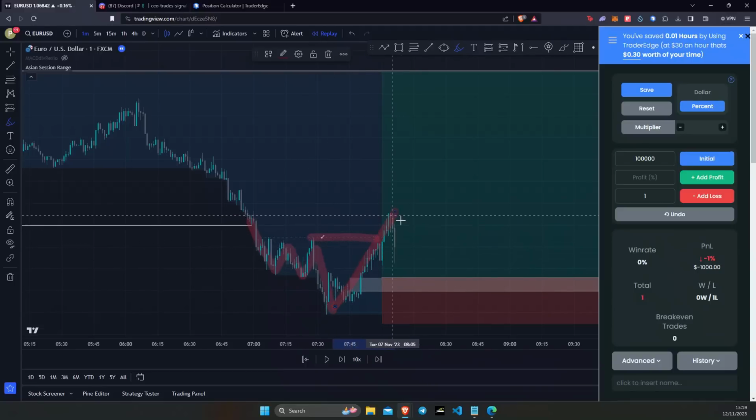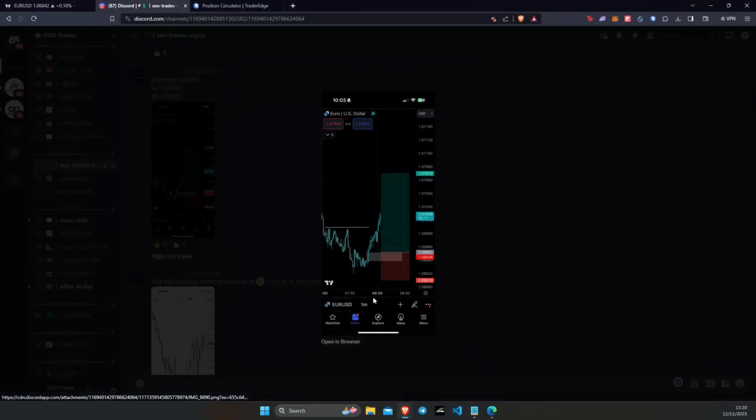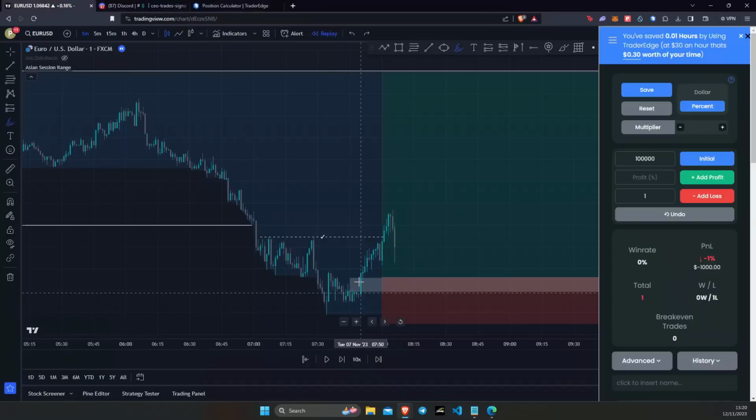Signifying a shift in market structure. So now we want to see a higher low before seeing higher prices, right? So again, we come on into my Discord on the Tuesday, and I said I was looking for a buy entry on Euro USD on this fair value gap that I have marked up right here.